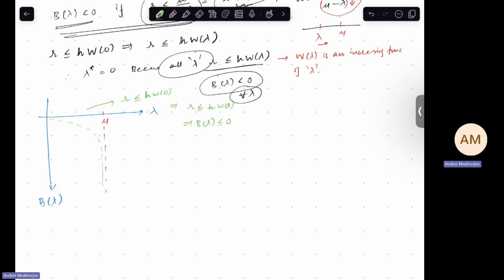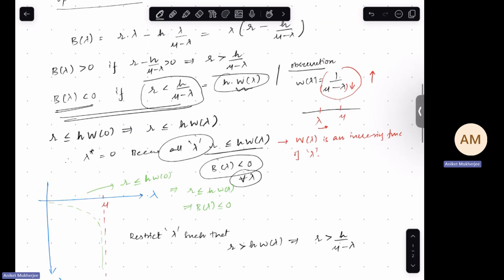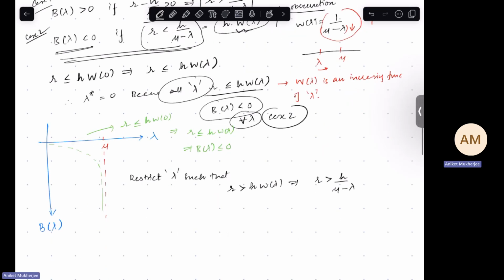Right. So now what we do is we restrict lambda such that R is greater than H W(lambda). So R is greater than H by (mu minus lambda). The second case, this case. So let me call this case 1 and case 2. So this is case 2 and now I'm doing case 1.